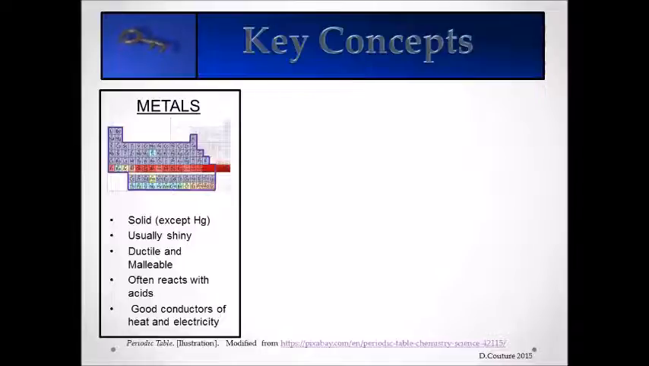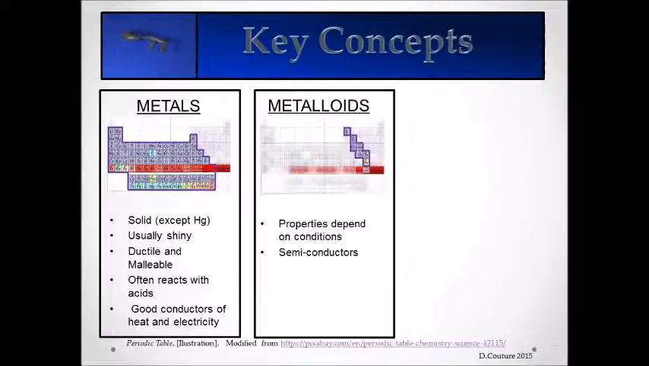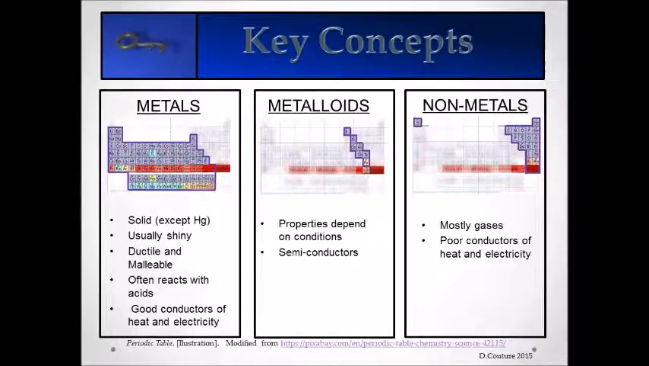Metals are located to the left, solid except for mercury, shiny, ductile, malleable, often react with acids, and good conductors of heat and electricity. Metalloids in the middle share properties between metals and nonmetals, and the nonmetals to the right, including hydrogen, are mostly gases and poor conductors of heat and electricity.